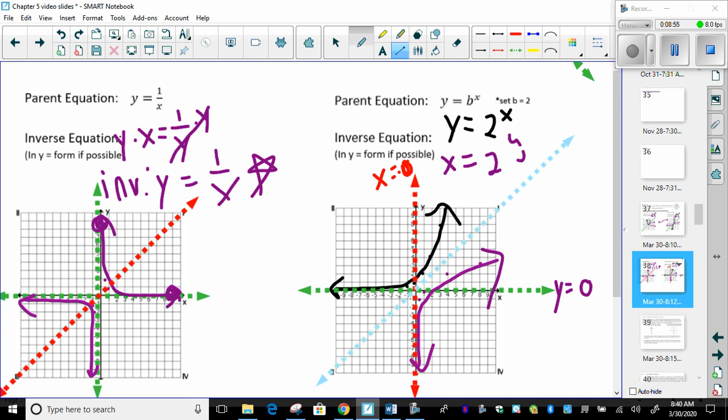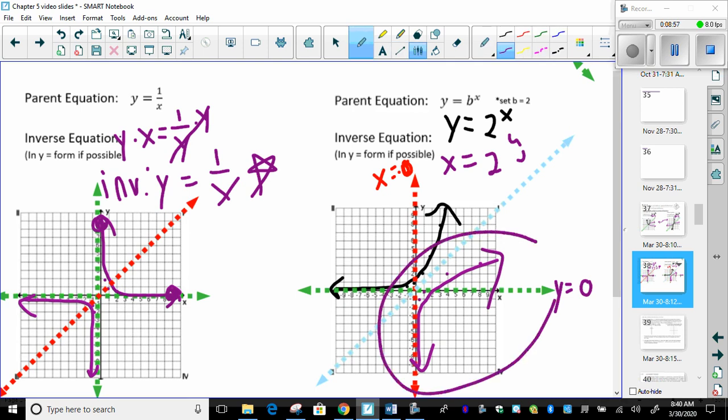And so this purple part here, this is what we're going to be focusing on. That graph has a vertical asymptote. That graph has some special characteristics about it. At this point, I do not know how to write the equation of an exponential's inverse in y equals form. But again, that's what we're going to continue to work through, and we're going to learn how to do.